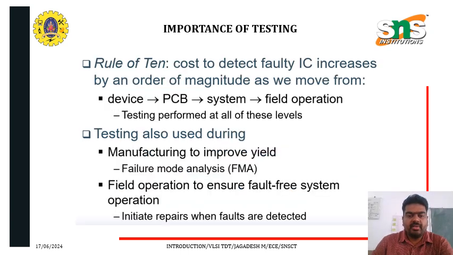Rule of 10: the cost to detect a faulty IC increases by an order of magnitude as we move from device to PCB, system, and field operation. So testing is performed at all of these levels. Testing is also used during manufacturing to improve yield, that is failure mode analysis, FMA, and in field operation to ensure fault-free system operation and initiate repairs when faults are detected.